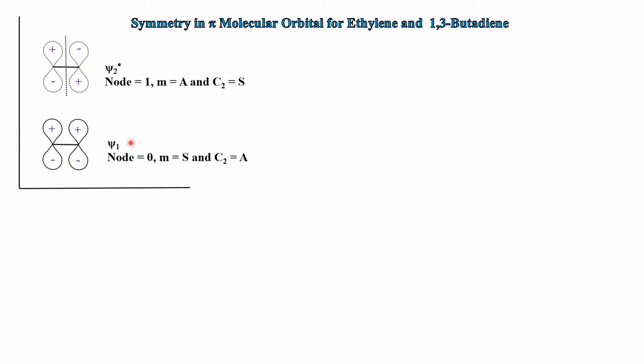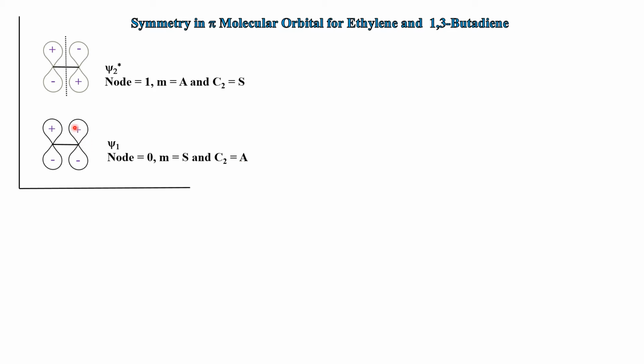What type of symmetry is shown by these bonding orbitals? They are M symmetric, so we have written the symmetry as S. If the molecular orbitals are showing M symmetry, then it cannot show center of symmetry. So we shall say C2 symmetry is asymmetric, A. For symmetric, we shall use the symbol S. For asymmetric, we shall use the symbol A.